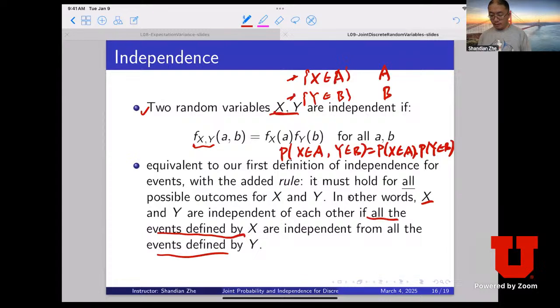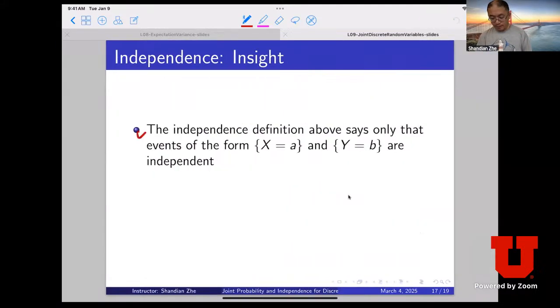Okay. And then we claim that these two events are also independent with each other. Any question on understanding the point here? Okay. So you see, the independence definition for random variables says only that the events like X equals A and the other event, Y equals B, are independent with each other, right?